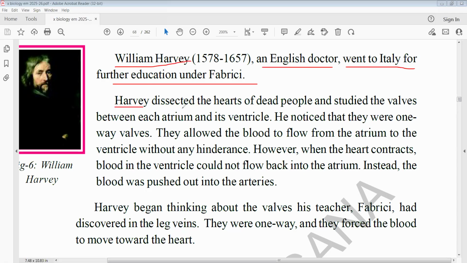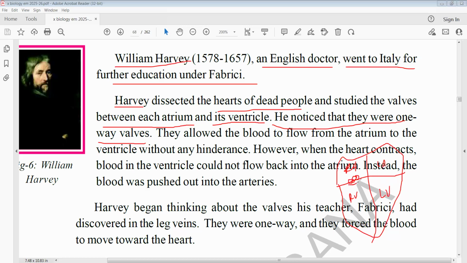Harvey dissected hearts of dead people and studied the valves between each atrium and its ventricle. He noticed that they were one-way valves. So he observed between the right auricle and right ventricle, and the left auricle and left ventricle. Once you see the heart, this is the right auricle, this is the right ventricle, this is the left auricle, and the left ventricle.